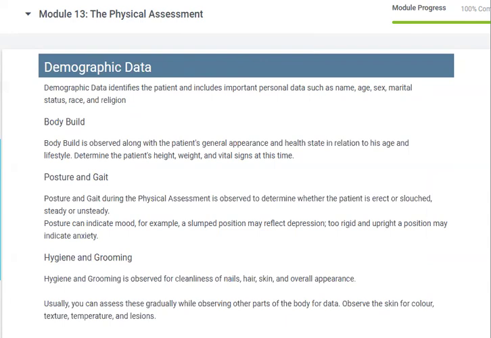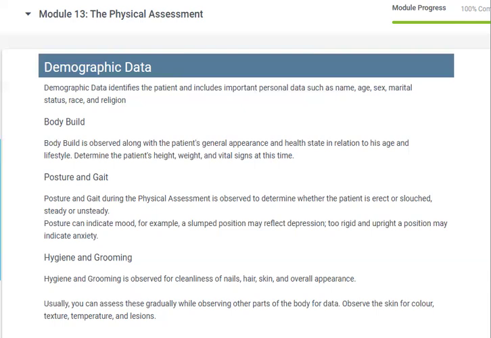Posture and gait. Posture and gait during the physical assessment are observed to determine whether the patient is erect or slouched, steady or unsteady. Posture can indicate mood. For example, a slumped position may reflect depression, while too rigid and upright a position may indicate anxiety.